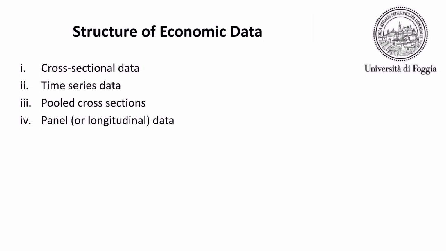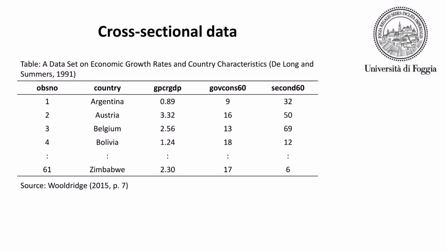An empirical analysis, by definition, requires data. Economic data sets come in a variety of types. A cross-sectional dataset consists of a sample of individuals, households, firms, countries, or a variety of other units taken at a given point in time.